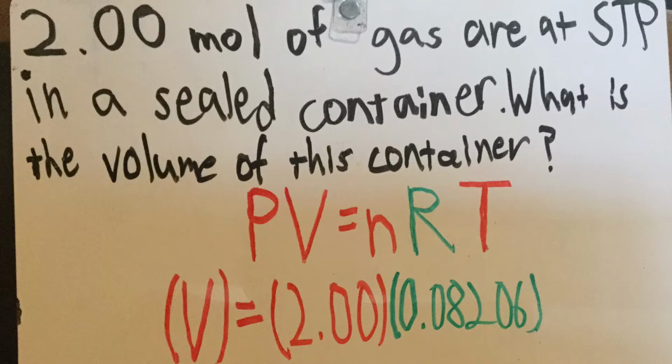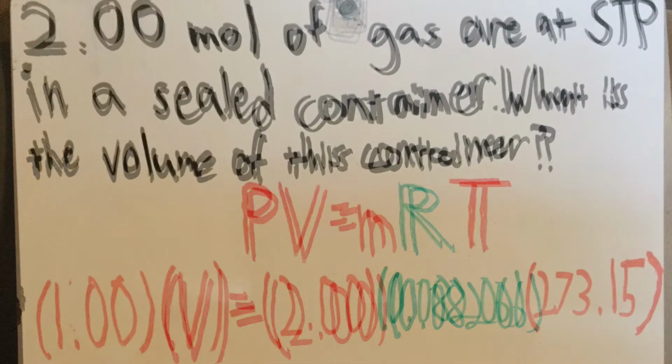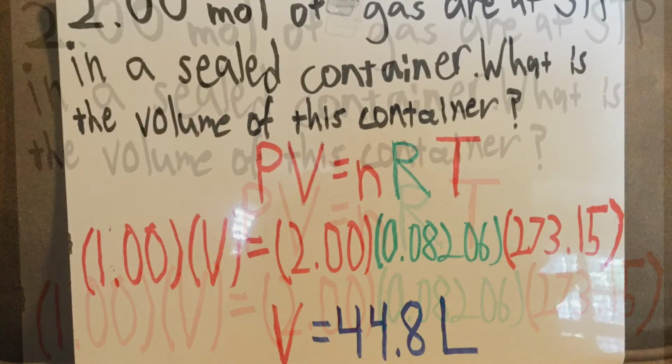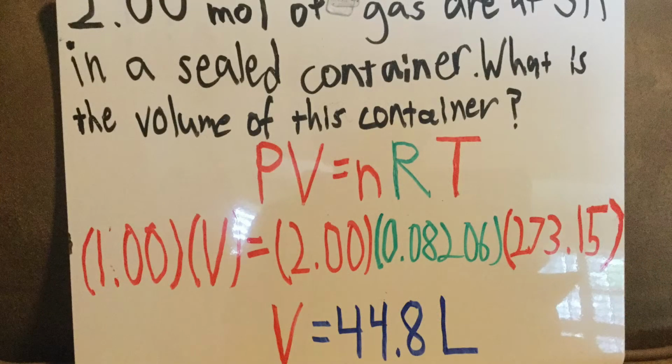Standard temperature and pressure means the gas has a temperature of 273.15 Kelvin and a pressure of 1 atmosphere. Plugging in these values allows us to solve for the variable V. Solving for V will get you 44.8 liters when rounded to the proper significant figures. You might have learned that 1 mole of gas is equal to 22.4 liters at STP. That relationship comes from this equation.